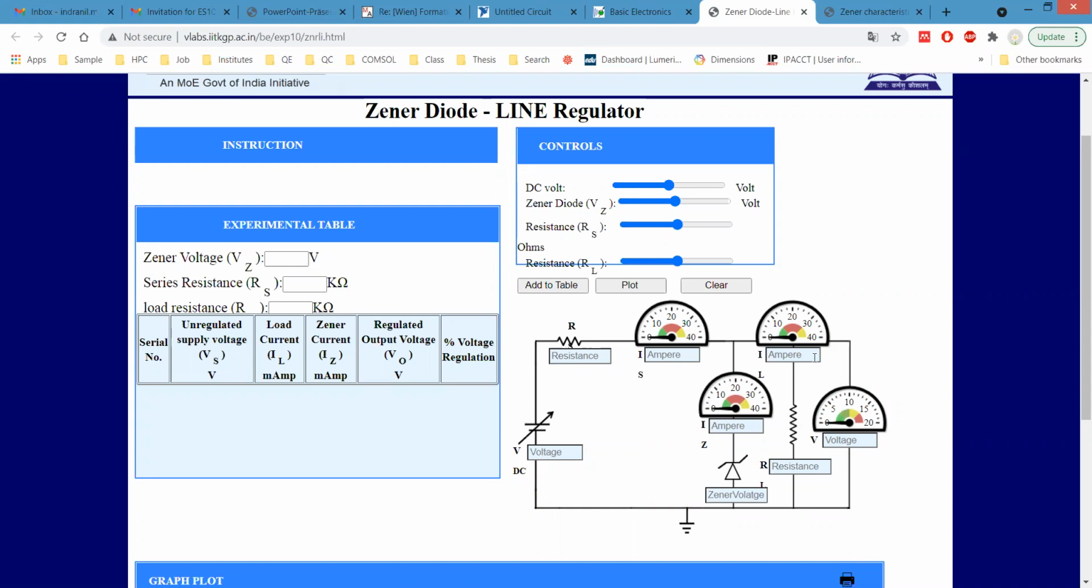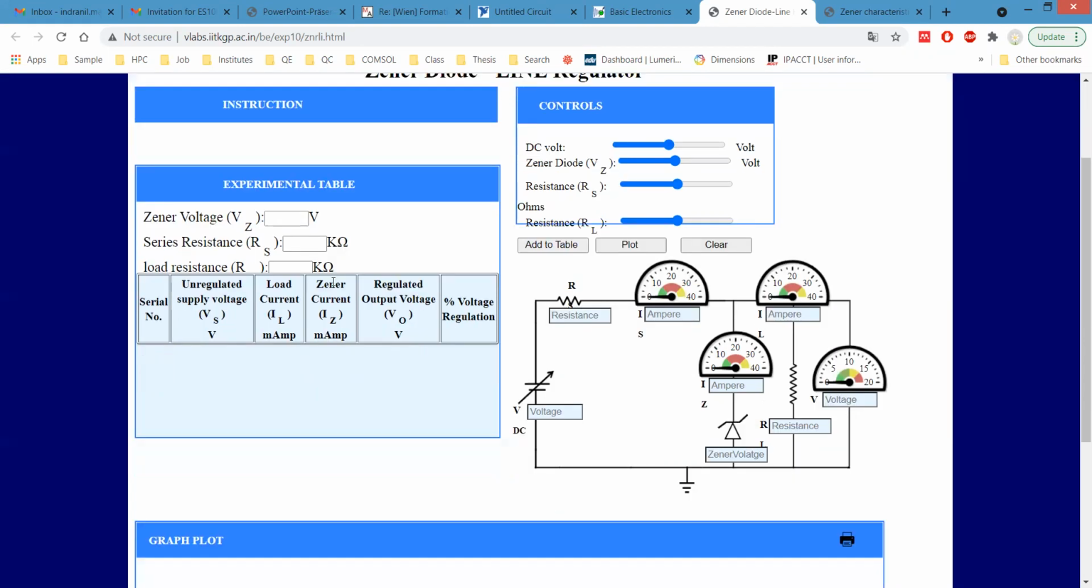The unit is fixed. For series resistance and load resistance, the unit should be in kilo ohms. Whatever value we put will be in kilo ohms, and we'll see what the nature is for that.